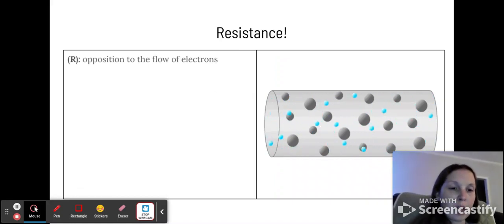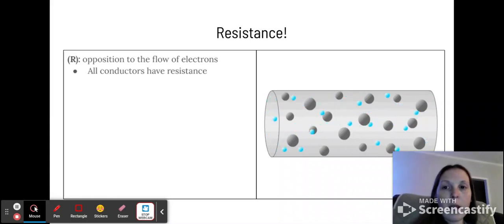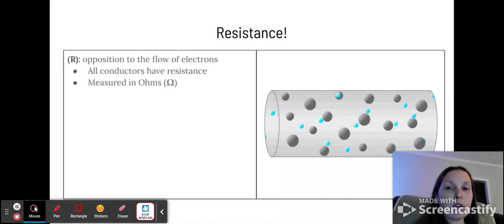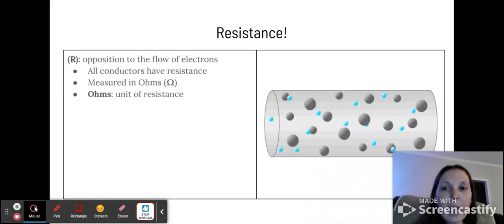We also have to understand the topic of resistance, which is the opposition to the flow of electrons. As we're looking for the current through a circuit, we can also have resistors present, which will slow that flow down. All conductors do have some amount of resistance. Resistance is measured in ohms, which is this omega symbol here, and that is our unit as well.